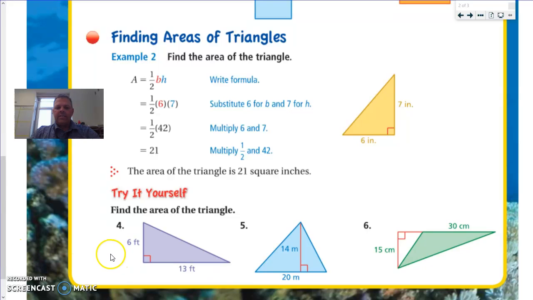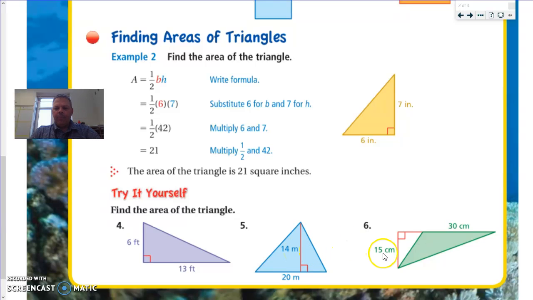In this next example, you can see that the base is 13, the height is 6. We can take 13 times 6 and get 78. We will then divide it by 2, or take it times 1/2, which is the same thing, and we will get 39 square feet. In this example, we have a base of 20. We have a height of 14. We take 20 times 14 and we get 280. We then divide that by 2 and we will get 140 square meters.